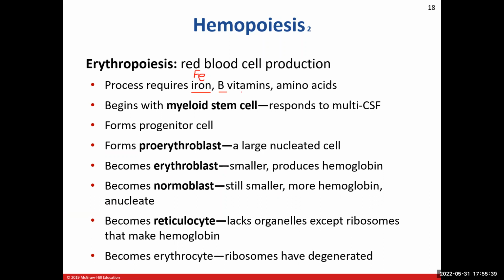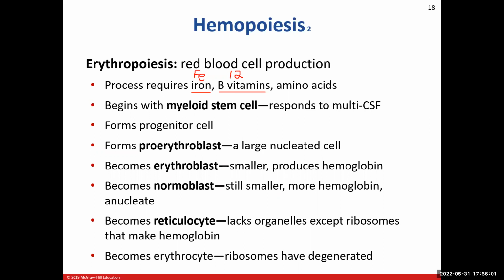B vitamins, particularly B12, and amino acids. Because what do amino acids make? Proteins. And what do proteins make? A lot of stuff. Okay, so that's what we need: iron, B vitamins, specifically B12, and then amino acids.